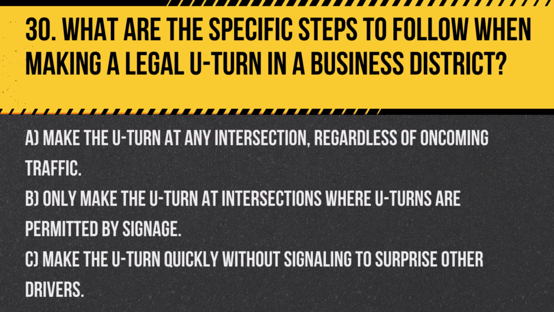Question 30. What are the specific steps to follow when making a legal U-turn in a business district? A. Make the U-turn at any intersection, regardless of oncoming traffic. B. Only make the U-turn at intersections where U-turns are permitted by signage. C. Make the U-turn quickly without signaling to surprise other drivers. Answer: B. Only make the U-turn at intersections where U-turns are permitted by signage. This ensures the maneuver is done legally and safely.